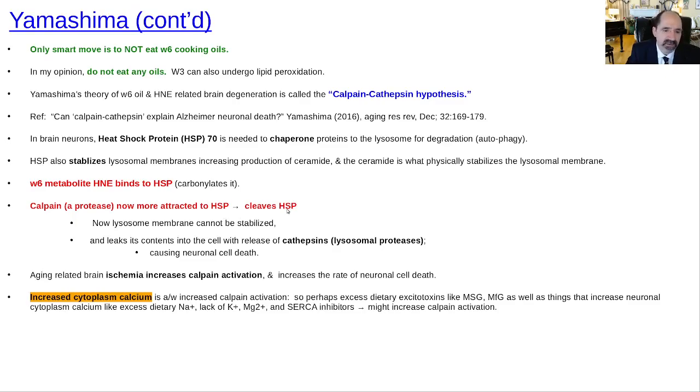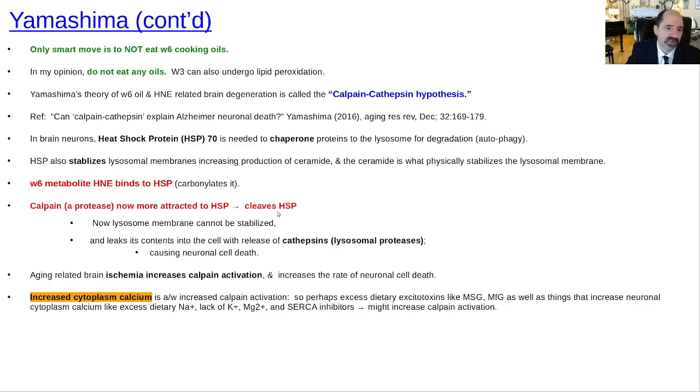And now HSP can't do its job of chaperoning proteins, and it can't do its job of helping ceramides stabilize the lysosomal membranes. So the lysosome will break apart, and it will release its inner contents out into the cell, and they will auto-digest the cell, cause the cell to die. So basically, if a person with ALDH deficiency eats these cooking oils, they are at very high risk for extensive neuronal brain cell destruction. Okay, and even in a regular person who's got perfectly good ALDH, this happens, but it's much worse in a person who's ALDH deficient.